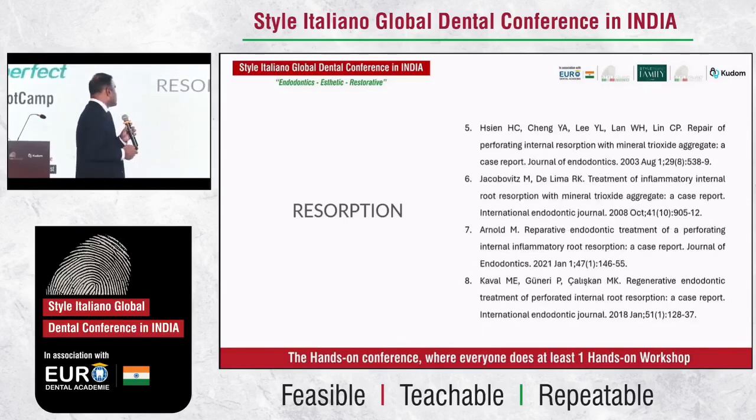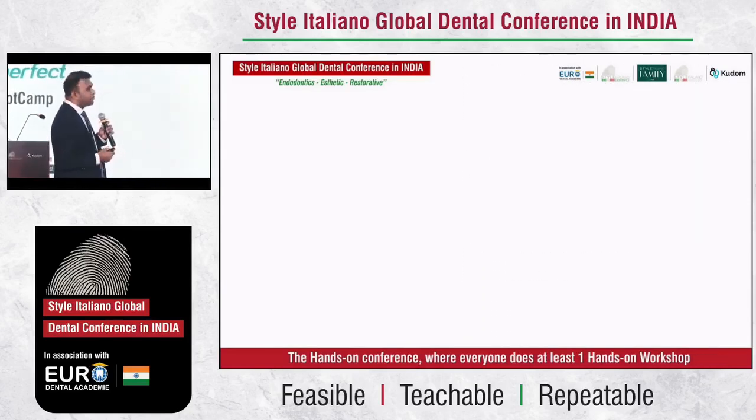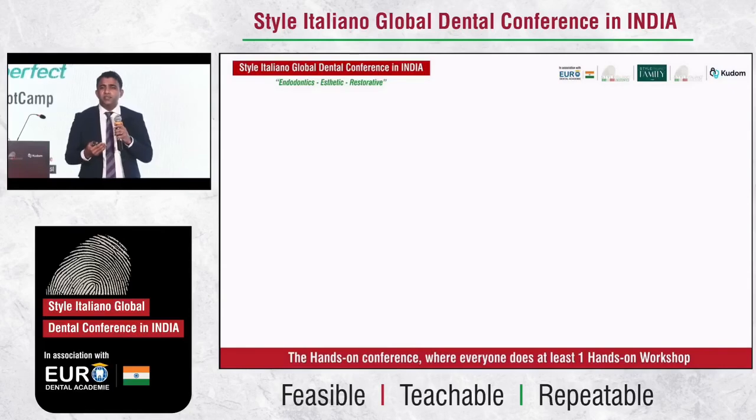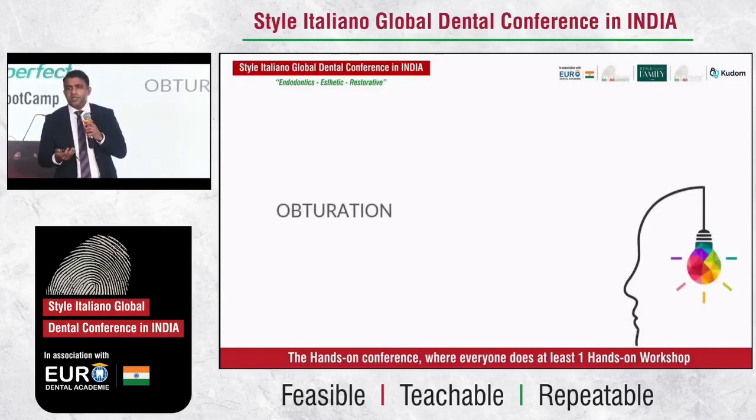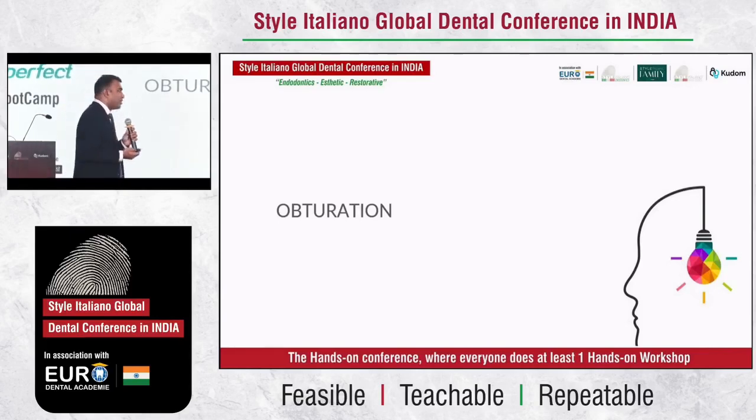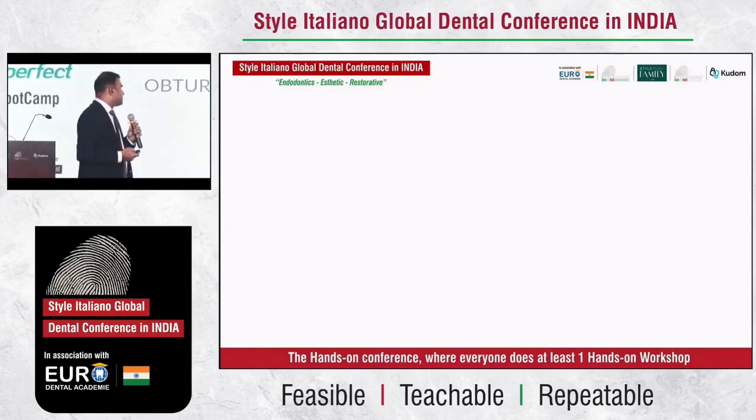And using it for obturation has different benefits. Also, tricalcium silicate is one material which can induce bone formation, it can induce dentine formation, and it can also induce material which is very similar to cementum in nature.